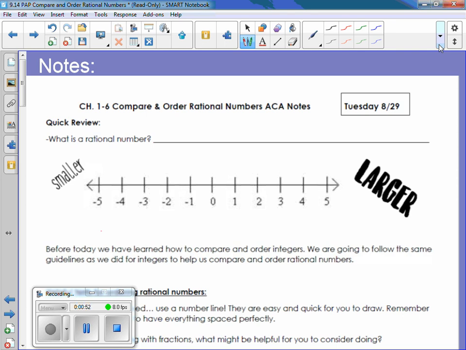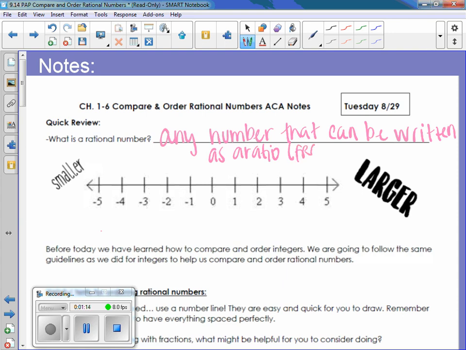So just a quick review, a rational number is any number that can be written, and we've been saying as a fraction, but I want to say as a ratio, and then in parentheses write fraction. And a ratio is just a comparison of two numbers. So a fraction, if we have 1/2, it's 1 compared to 2, or 1 cut into 2. They're the same thing. But you should understand the term ratio.